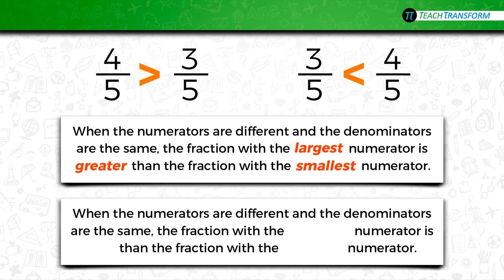You might have filled it out in a different way, though. You might have filled it out like this. When the numerators are different and the denominators are the same, the fraction with the smallest numerator is less than the fraction with the greatest numerator. So if you're going to use these words, you have to have the words smallest, less, and greatest in that order on your sheet. If you have something wrong, go ahead and correct it now. You can pause the video if you need to do that.